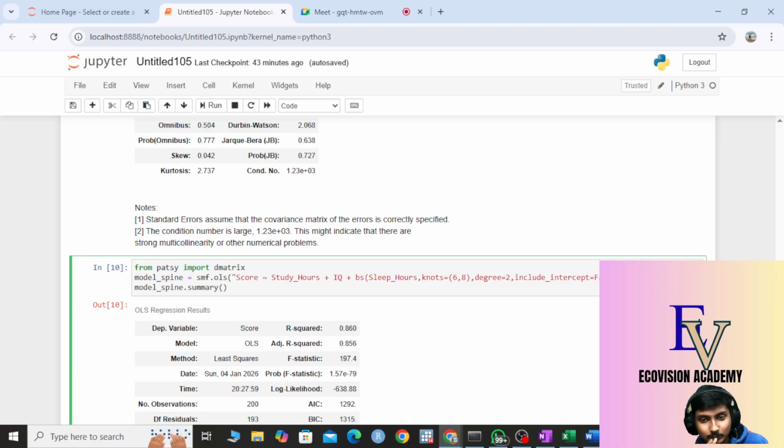Okay. But if I am not interested to include an intercept term, then what will be the code? If you write include intercept equals to true, you do not have to give that code. Basically, you do not have to write that portion. Okay. Okay, sir.